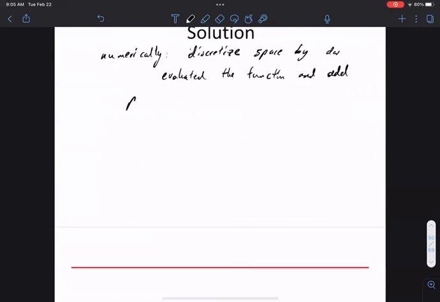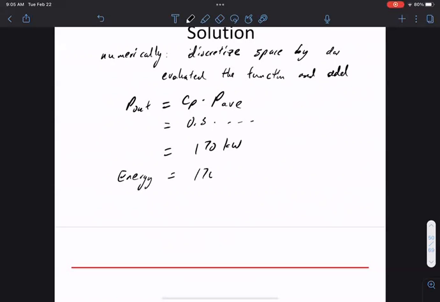So if you look at the P out, this is CP times, so if you have time CP here, we get 0.3 times all those equations, we get 170 kilowatts. Energy over a year is 1.5 gigawatt hours. So this is for a turbine.